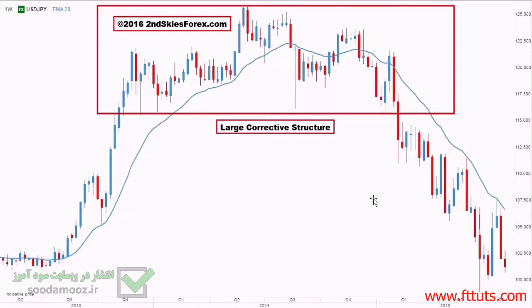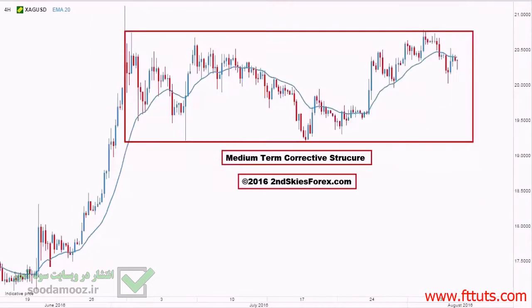So dollar yen was a great example of the largest structure in this entire series, was the end, and that was the place where the market reversed. Let's look at some medium ones here. Silver on the 4-hour chart is a great example, between 19.25 and 20.75. So it's about an 8% range. It's 8% of the entire value. You can see a lot of smaller structures, but this is the medium one right now.